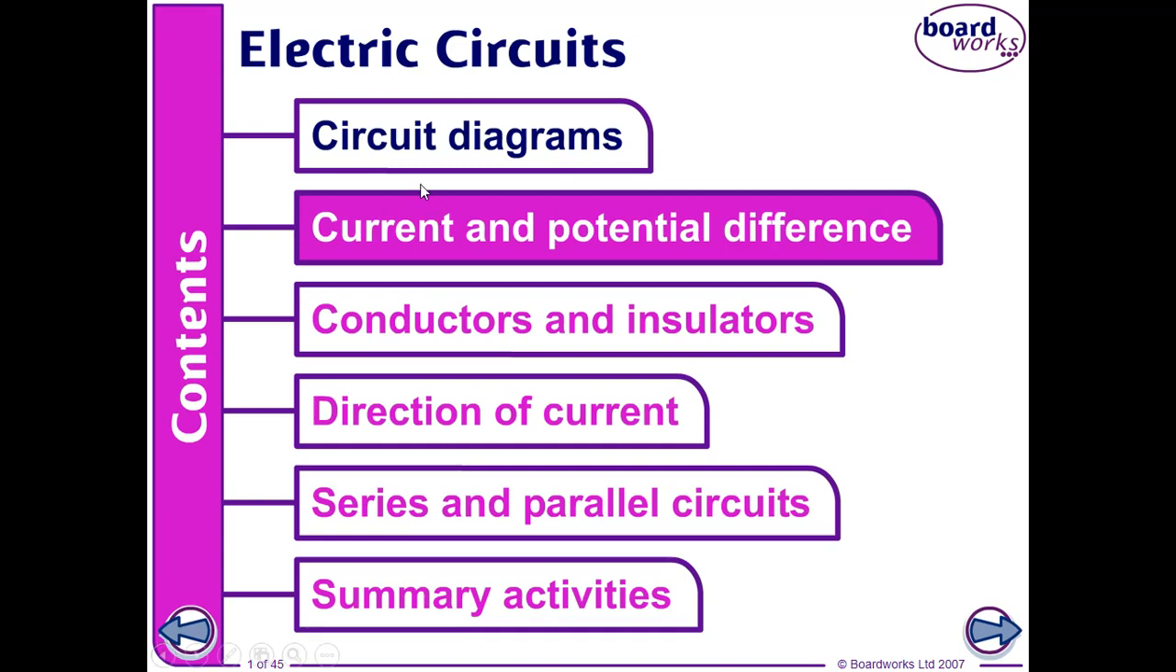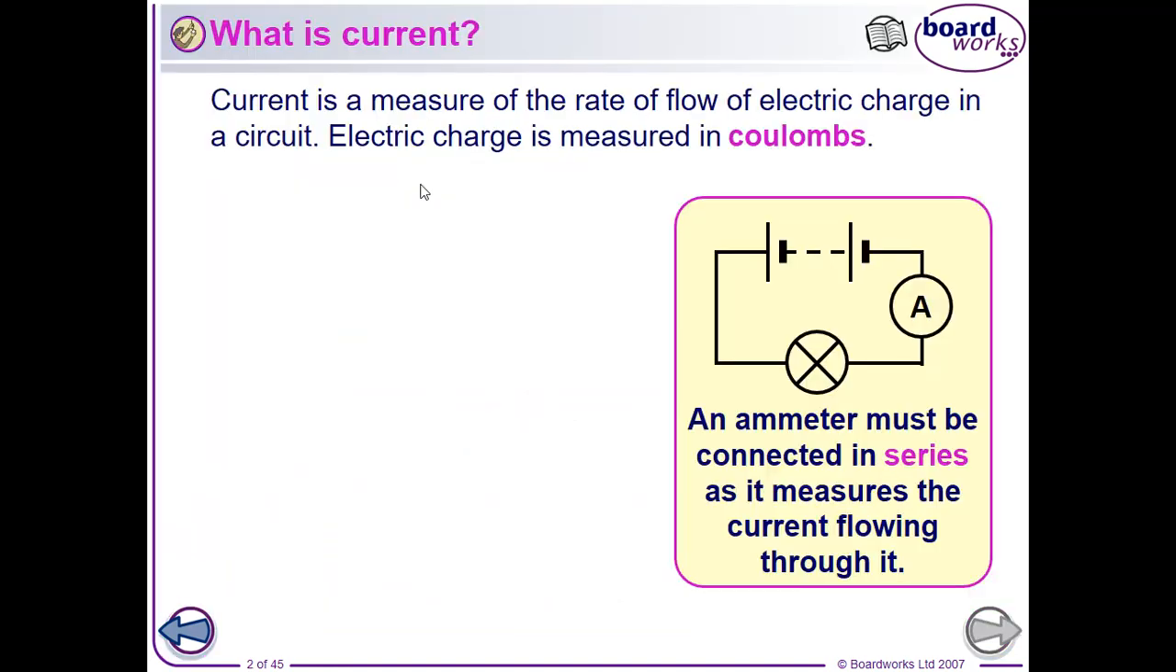Okay, so this is the PowerPoint on current and potential difference. First of all, what is current? Current is how we measure the rate of flow, which means how much is flowing per unit of time, or how much is flowing per second. The rate of flow of electric charge, so how much electric charge is flowing per second past a point in a circuit. Now, electric charge we measure in coulombs and current we measure in amps. So it's the number of coulombs passing a point in an electric circuit per second.